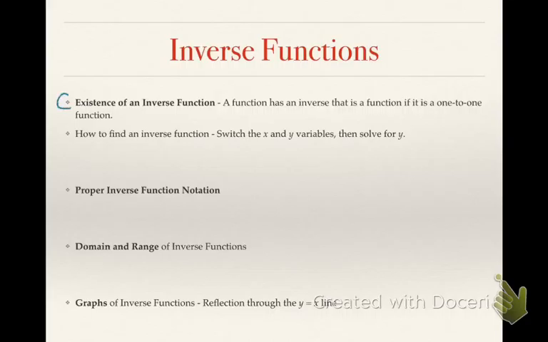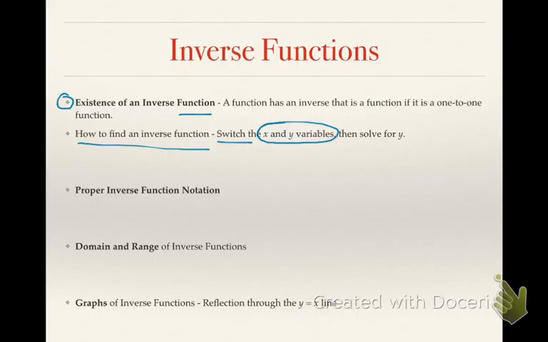In order to determine the existence of an inverse function, you must first have something that's 1 to 1. If you think about it, it makes sense, because in order to find an inverse function, you switch the x and y variables and then solve for y. So the inverse is found by switching x and y.